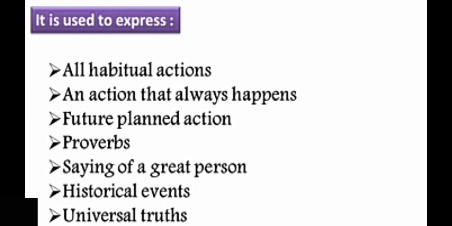Universal truth. Universal truth means that for a long period of time it remains the same. The sun shines brightly. It is always a universal truth. This is the usage of simple present tense.